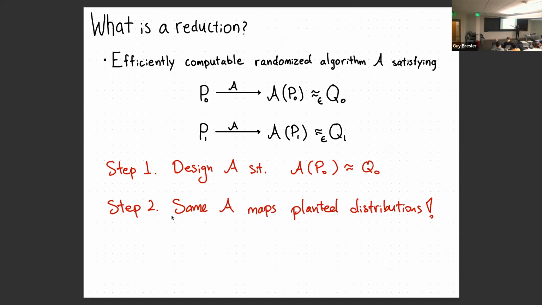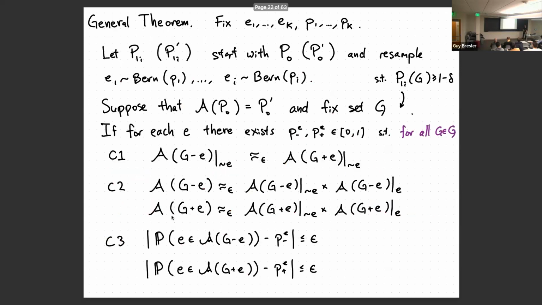The first thing that's maybe not entirely obvious is how one actually designs these mappings. That's step one. Step two: you figure out how to map P0 to Q0, and then we show that the same mapping that works for P0 to Q0 continues to work for the planted distribution. That's the approach. Here's the general theorem that follows that approach. I'm not going to dwell on it too long, but I'll highlight a few things, and then we'll work through the specific case of random graphs with triangles.